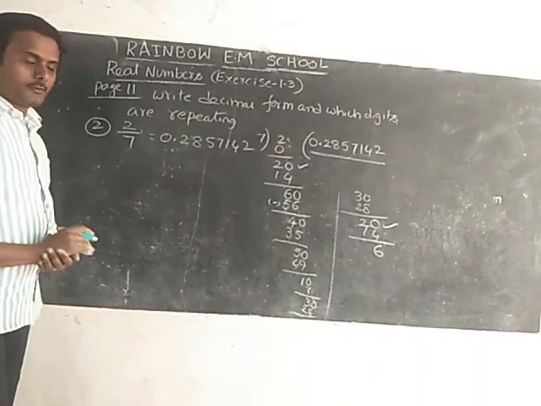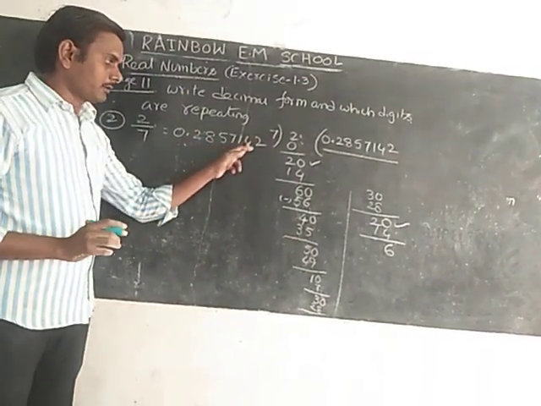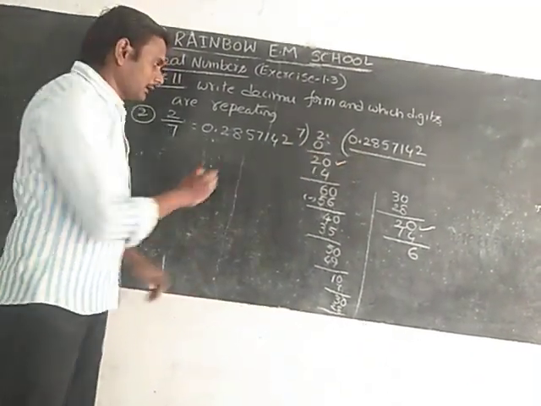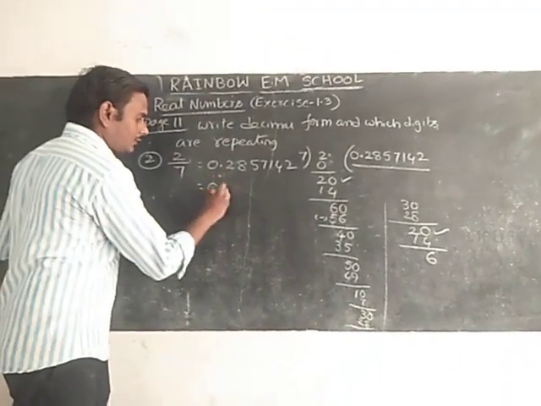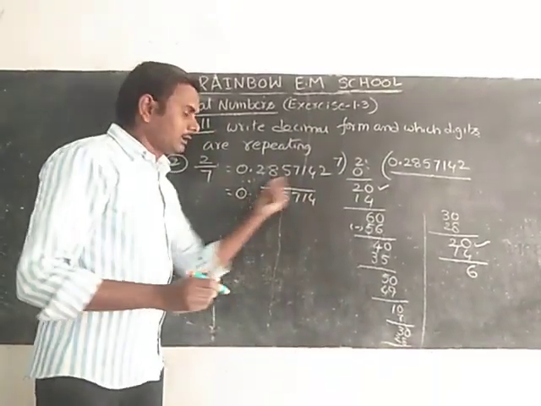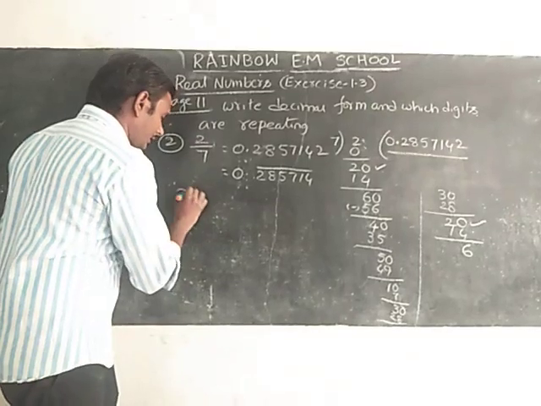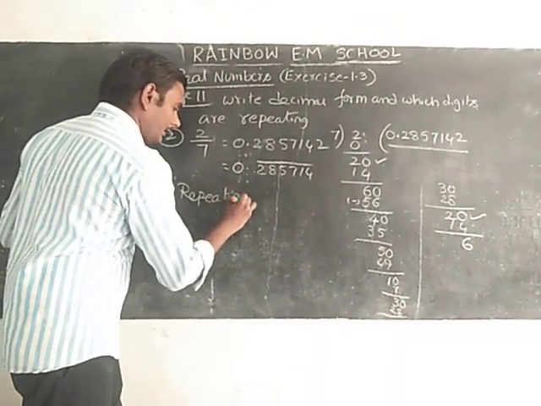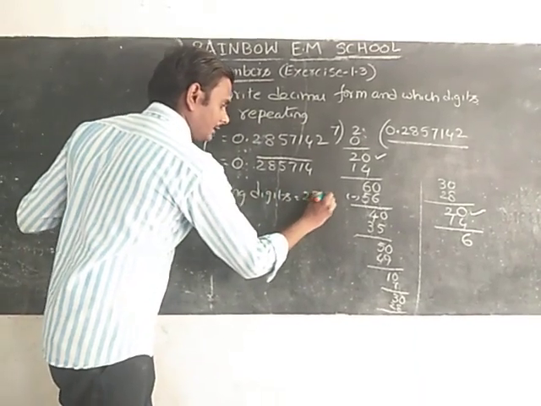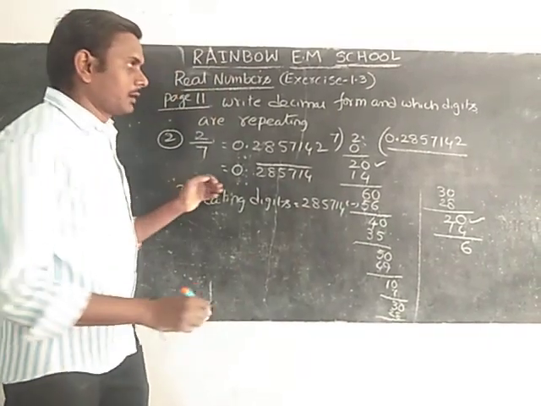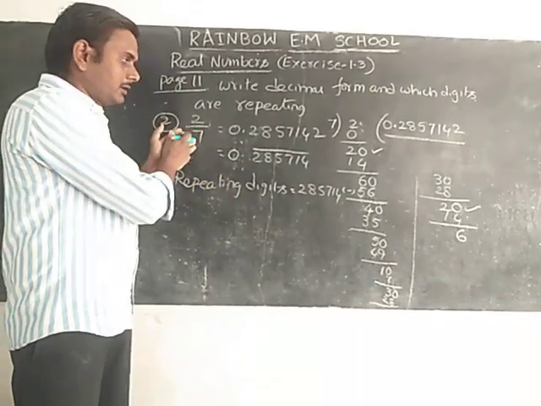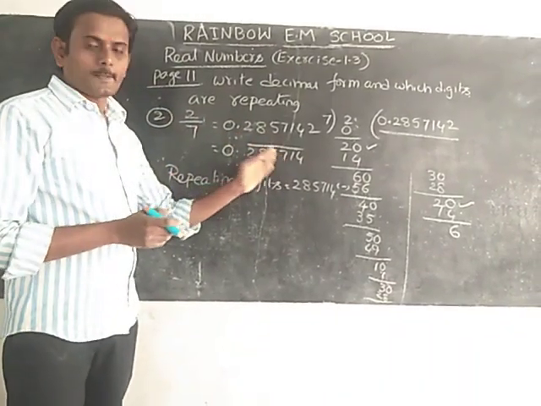What is the quotient here? 0.2857142. If you observe here, after 285714 we are getting 2 again. That means we will get 2857 again like that. So the repeating digits we can write as 0.285714. Don't write the last 2, because it would only be repeating again. So the repeating digits are 285714. Whenever a rational number is given to you, we can write the decimal form.